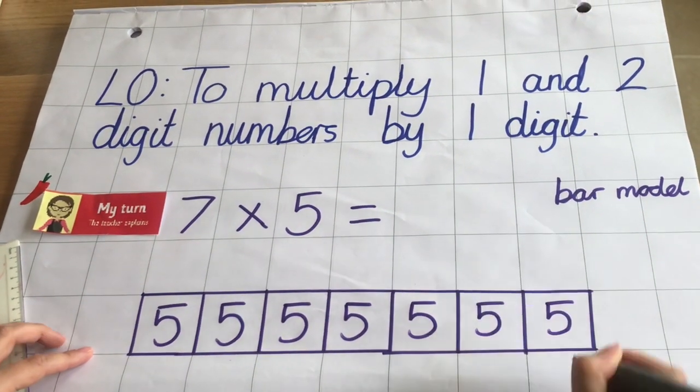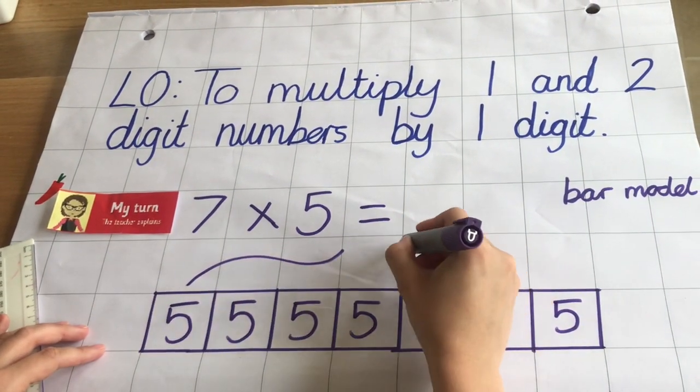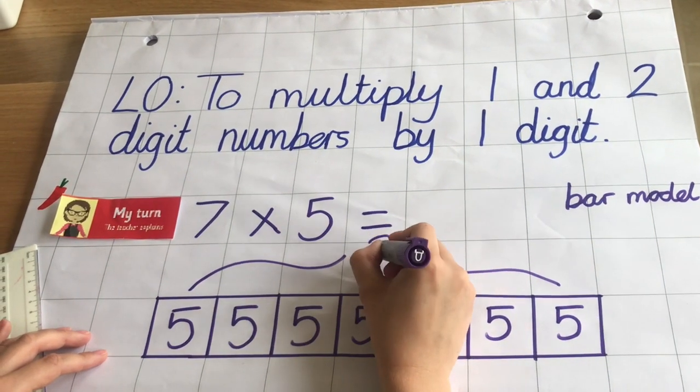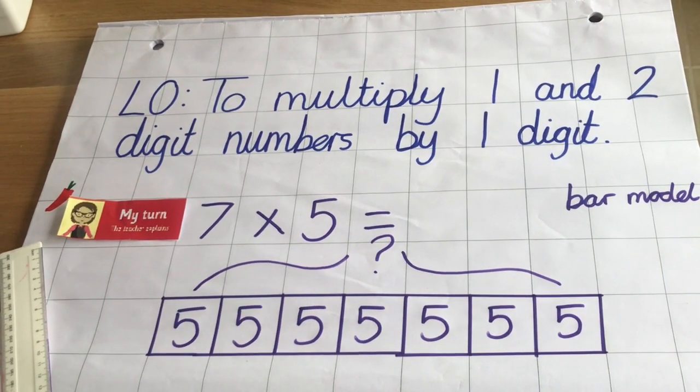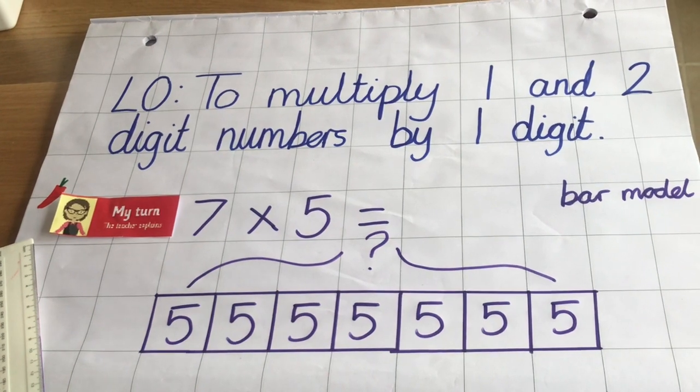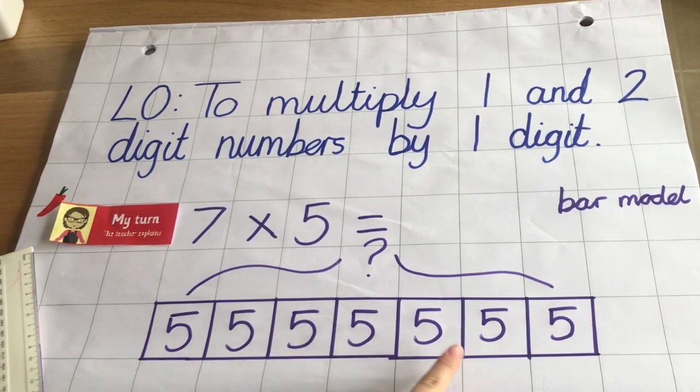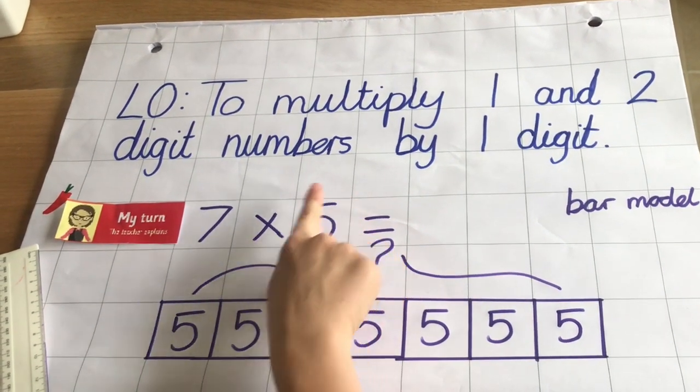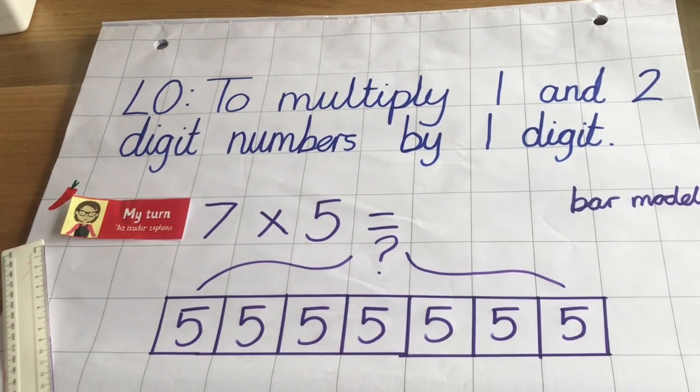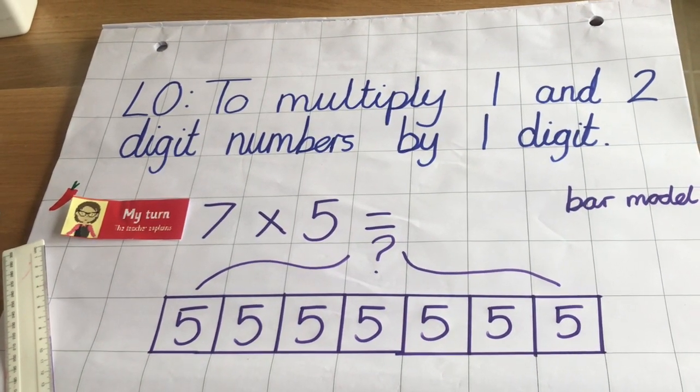Now, the part that I don't know at the moment is how many there are all together. And this is the bit that I need to work out. Now I've made my bar model, I could start by adding them together. Or if I can count in my 5s, I could count up in my 5s, which I'm going to do. I'd like you to join in with me. Are you ready?